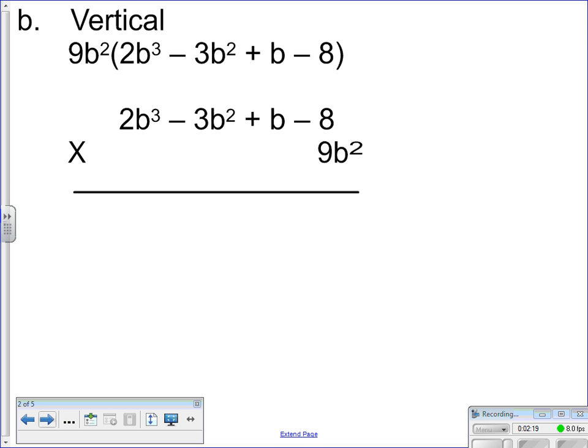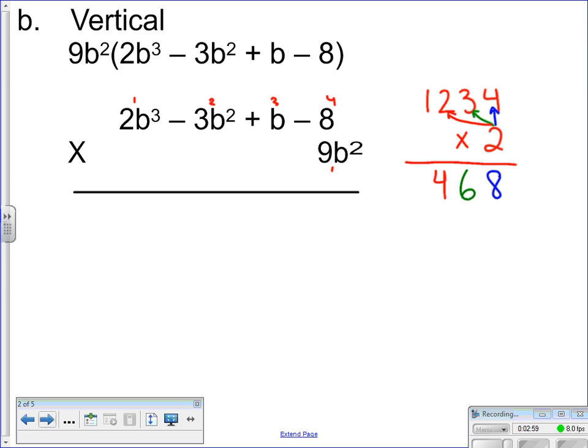Now, back in elementary school, you learned how to multiply, say, 4-digit numbers times a 1-digit number. And that's what you have here. You have 1, 2, 3, 4 parts times a single 9b squared. And the same way that you would multiply 1,234 times 2 is you would start with the 2, times the 4 and get 8. Then you would multiply 2 times 3 and get 6. Then you would do 2 times 2 and get 4. And lastly, you would do 2 times 1 and get 2. And that would be your answer.